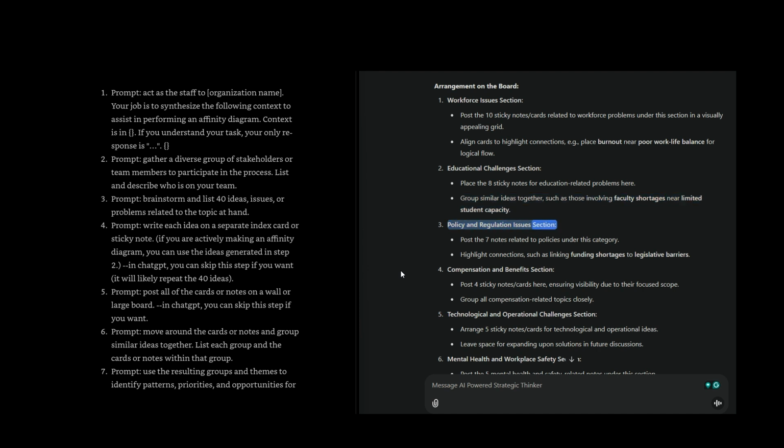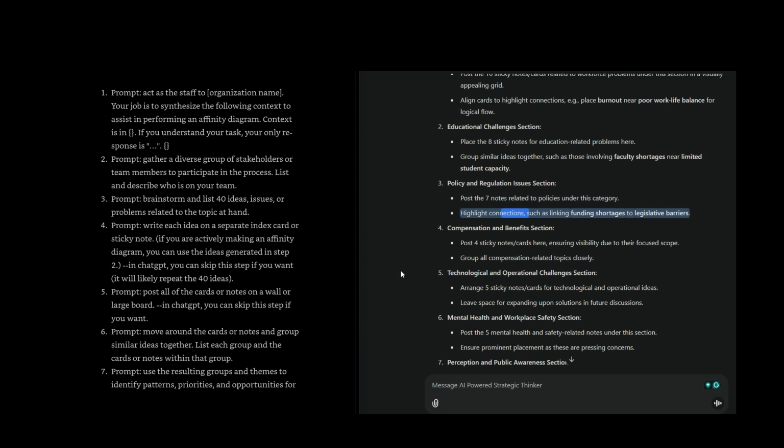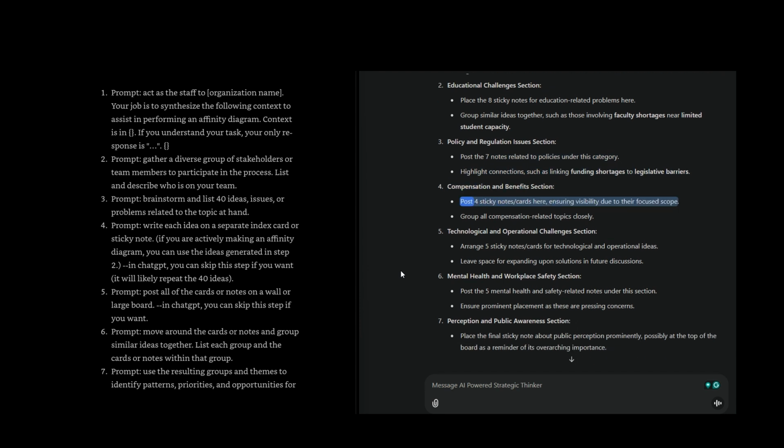Policy and regulation issues section. Post the 7 notes related to policies under this category. Highlight connections, such as linking funding shortages to legislative barriers. Compensation and benefits section. Post 4 sticky notes, cards here, ensuring visibility due to their focus scope. Group all compensation-related topics closely.